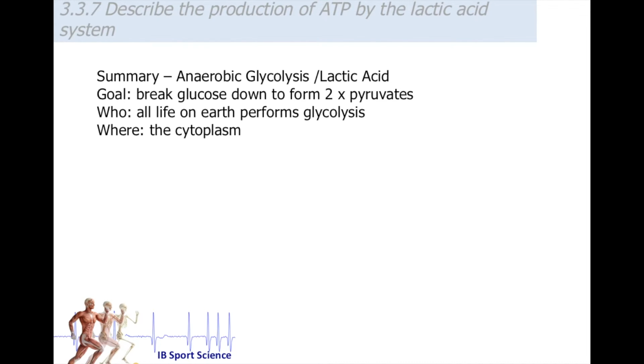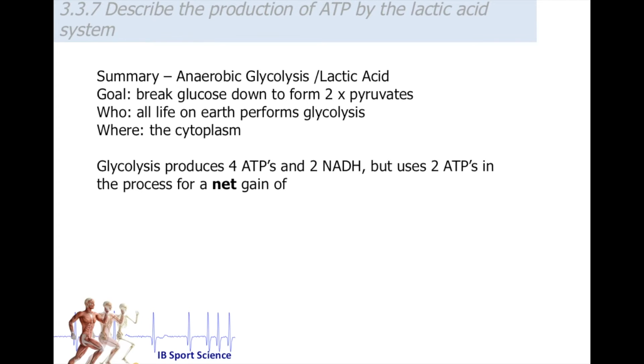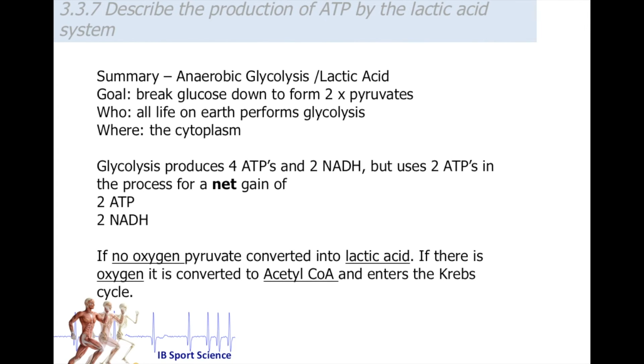So just to summarise then, anaerobic glycolysis, or the lactic acid system, breaks down glucose to form 2 pyruvate molecules. So this is performed by all life on Earth, and it's performed in the cytoplasm of the cell. Overall, glycolysis produces 4 ATPs and 2 NADH, but it uses, don't forget, 2 ATPs, so therefore there's a net gain of 2 ATP and 2 NADH. So if there's no oxygen present, the pyruvate is then converted into lactic acid. If there is oxygen present, it's converted into acetyl-CoA and enters the Krebs cycle. That's what we're going to look at in the next video.